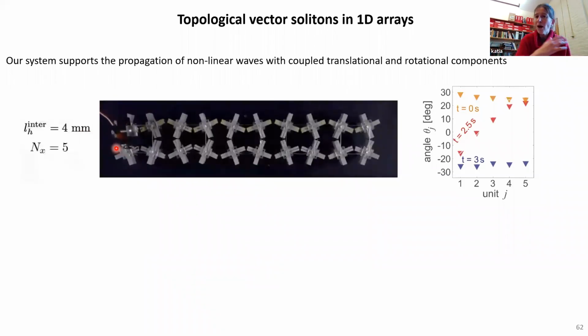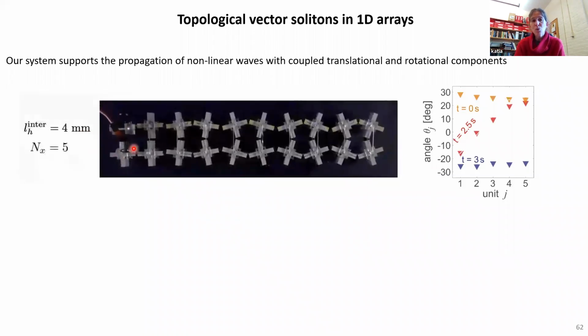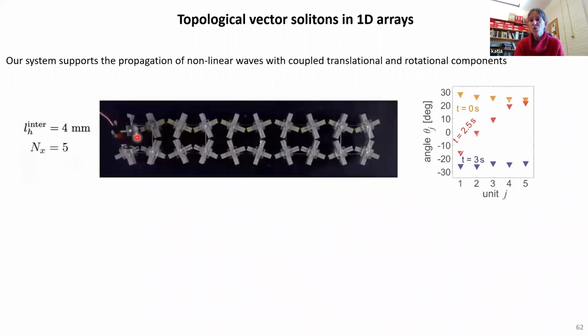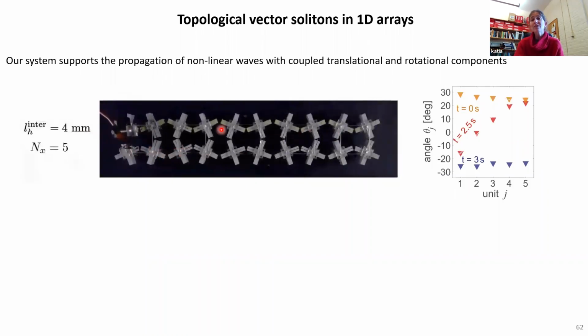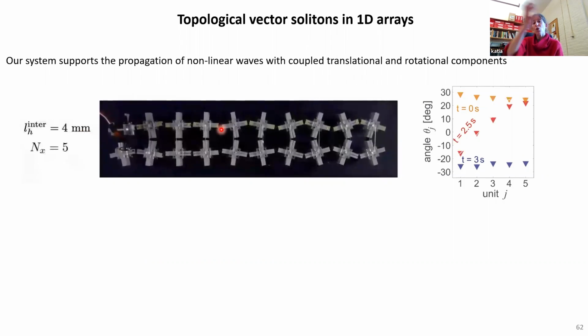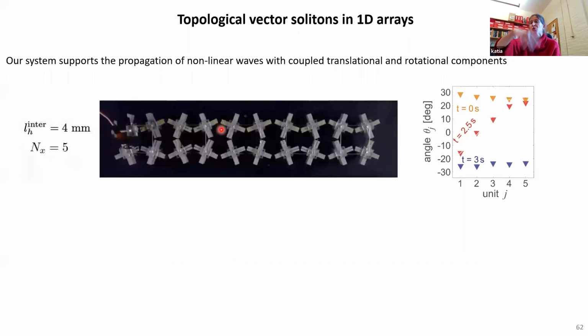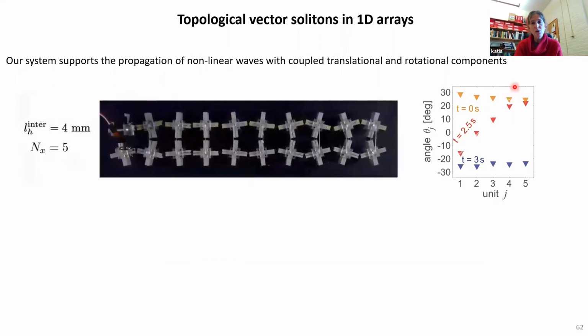While doing this, when the actuator brings the first unit from one stable configuration to the other, it also initiates a wave that sequentially switches all the units from one stable configuration to the other. All right.